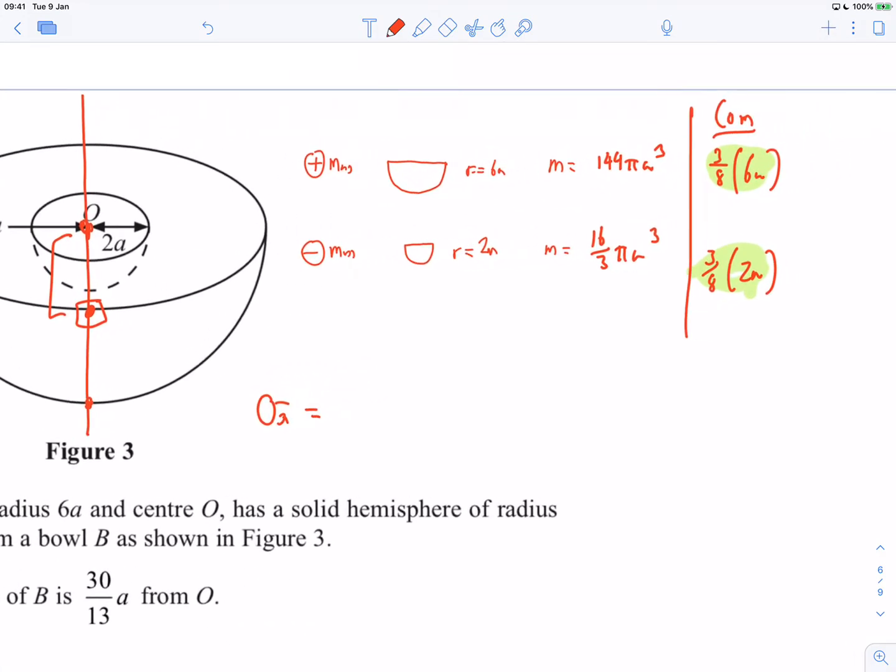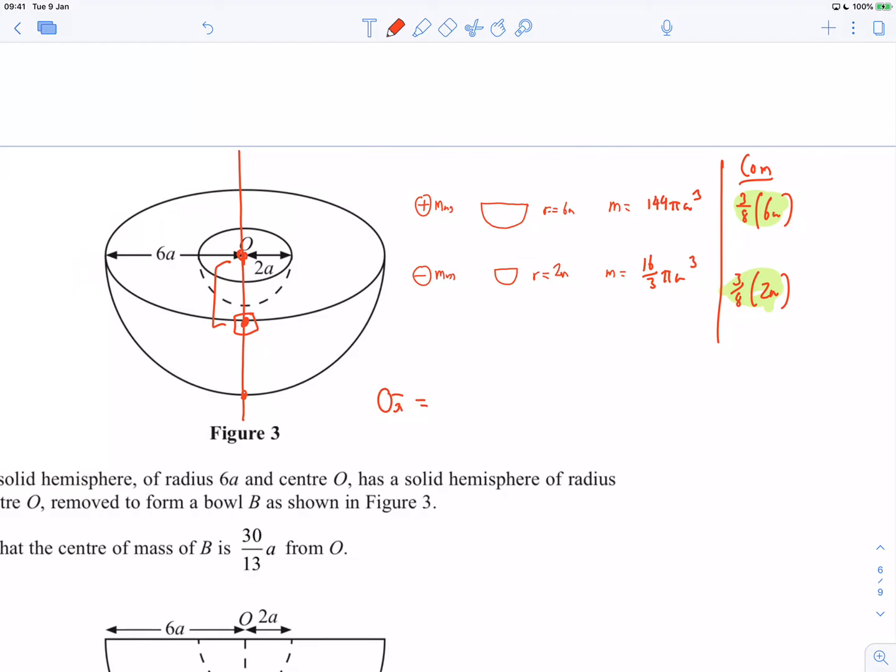Right. Okay, sorry. I treated them as circles. They're clearly hemispheres. They're volumes. So what have we got? Maybe I should have tidied this up. So 3/8 of 6 is 18 over 8, which is 9/4 of a. And then 2 times that is 3/4 of a. So I've actually got 9/4 of a times by 144 pi a cubed minus 3/4 of a times by 16/3 of pi a cubed.